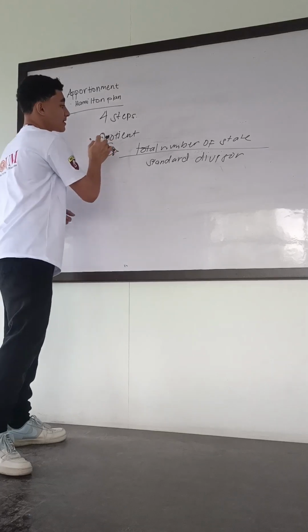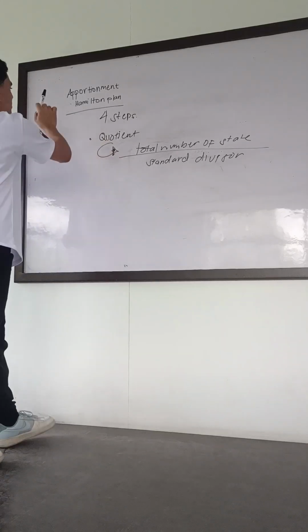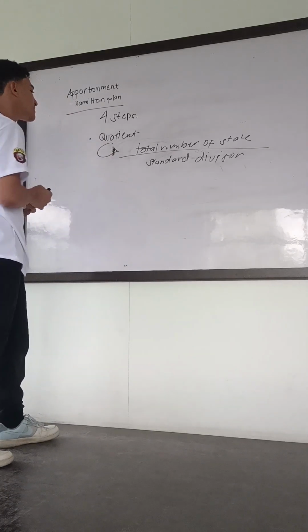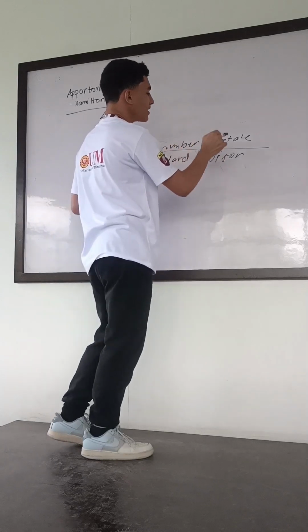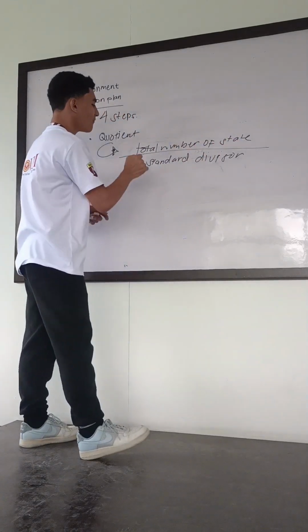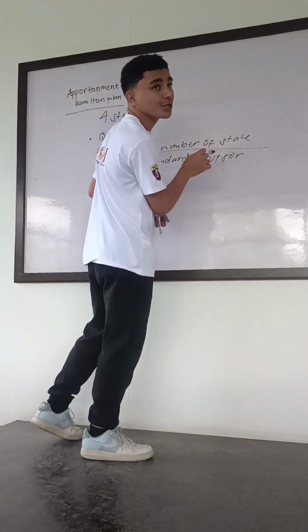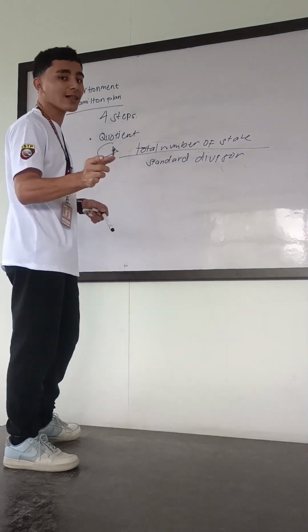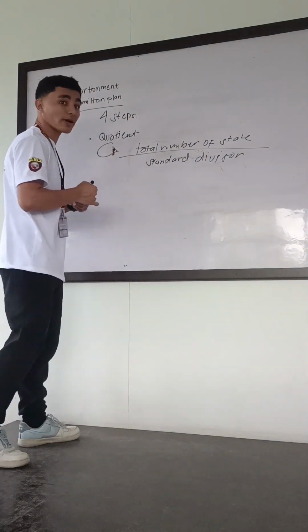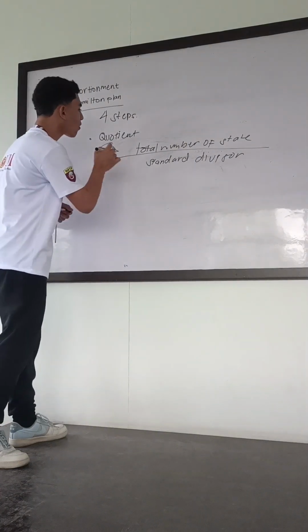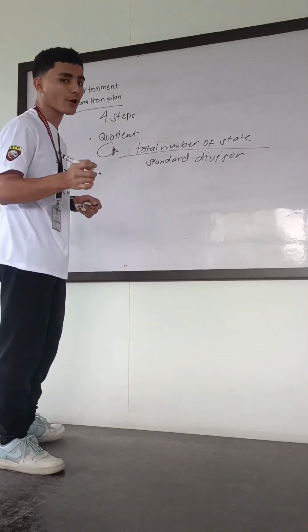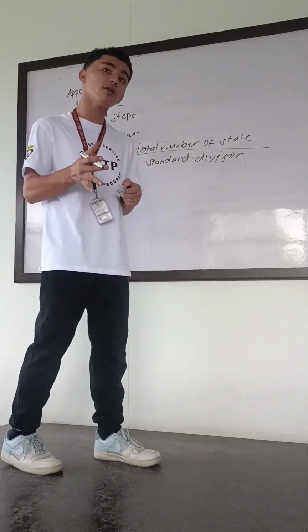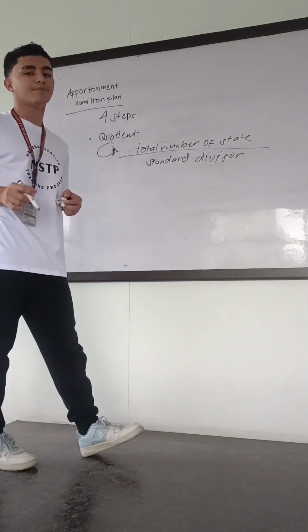So, again, in order to get the quotient in our apportionment by the Hamilton Plan, we must get the total number of each state divided by the standard divisor. By following this, we can now get the ratio or the quotient that we are aiming for, in order for us to proceed to the third step.